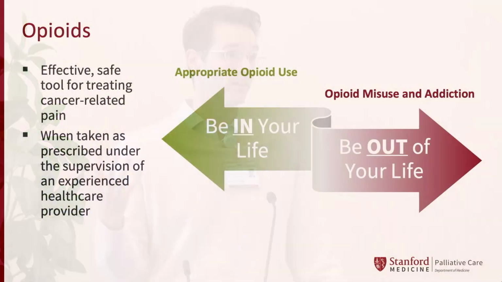People I see who are taking their opioids appropriately, they're taking them to be in their life. They want to be able to function, play with their grandkids, go take a trip, eat more of their meals. Those people are really trying to live their life. People who have misuse or addiction, they're trying to get out of their life. They want to take their medication to not have to deal with life, to be asleep, to be sedated.